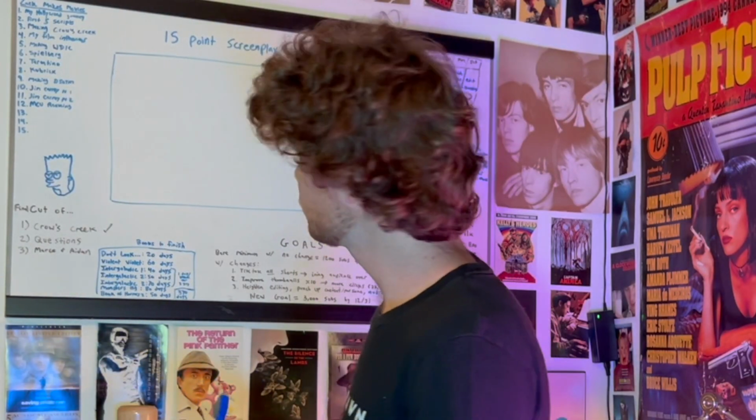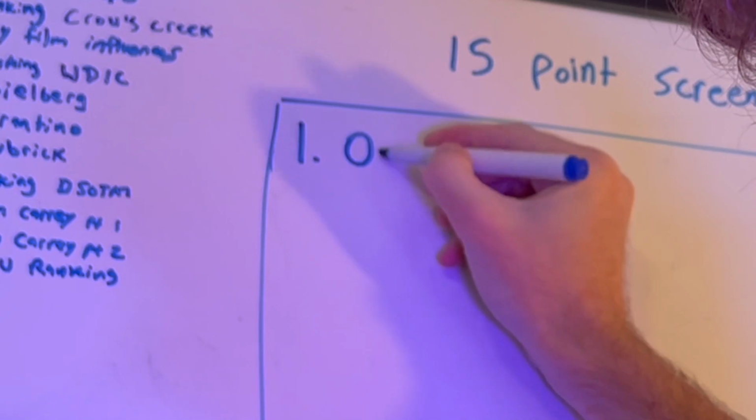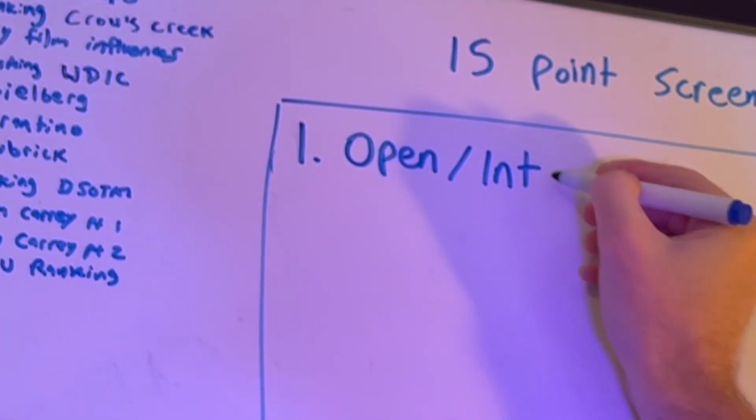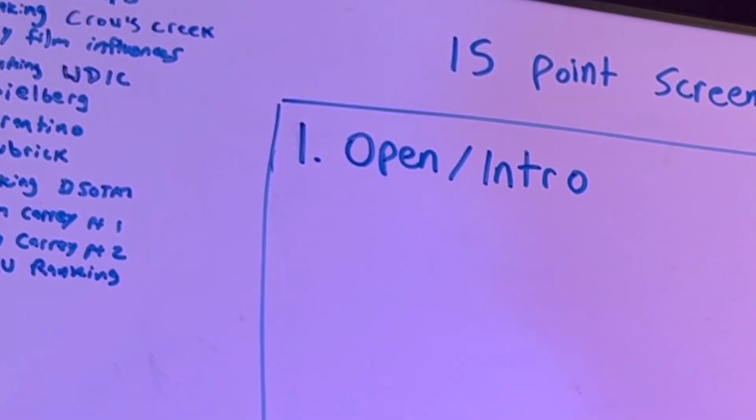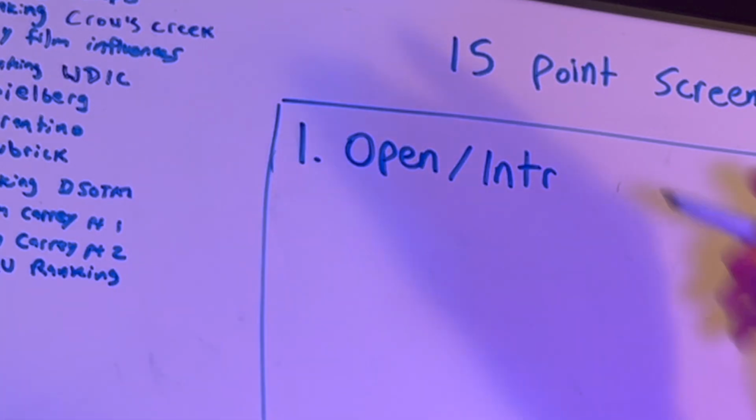So let's just get right into it, starting with step 1 on the outline. We call it open intro. In a horror movie, your intro is usually the first kill. In Scream, it's the introduction to Casey and the first murder by Ghostface. In Jaws, it's the first shark attack.